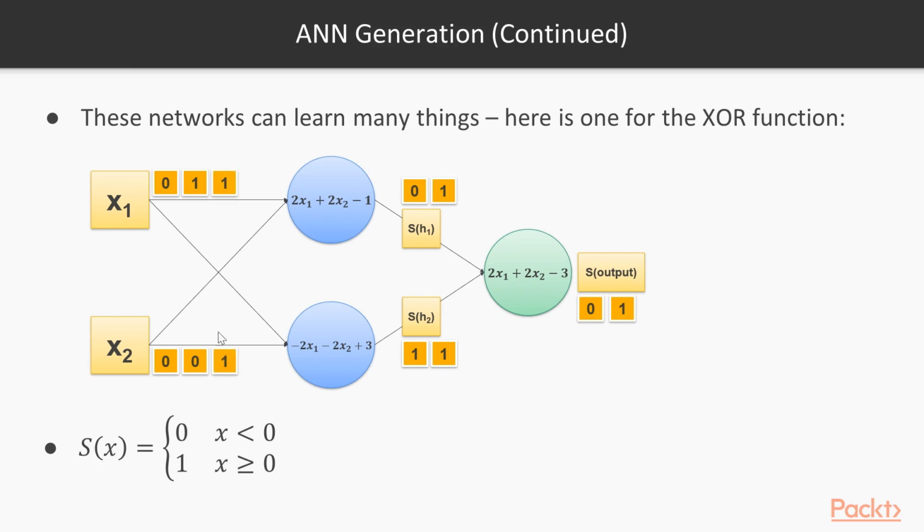For the other examples, we won't be doing the computations, but you can do them for yourself. So for 1 and 1, the hidden units will output 1 and 0, and the result will be 0, which is correct. 1 XOR 1 is 0. For 0 and 1, the hidden units will output 1 and 1, and the result will be 1, because it was 1 here as well.